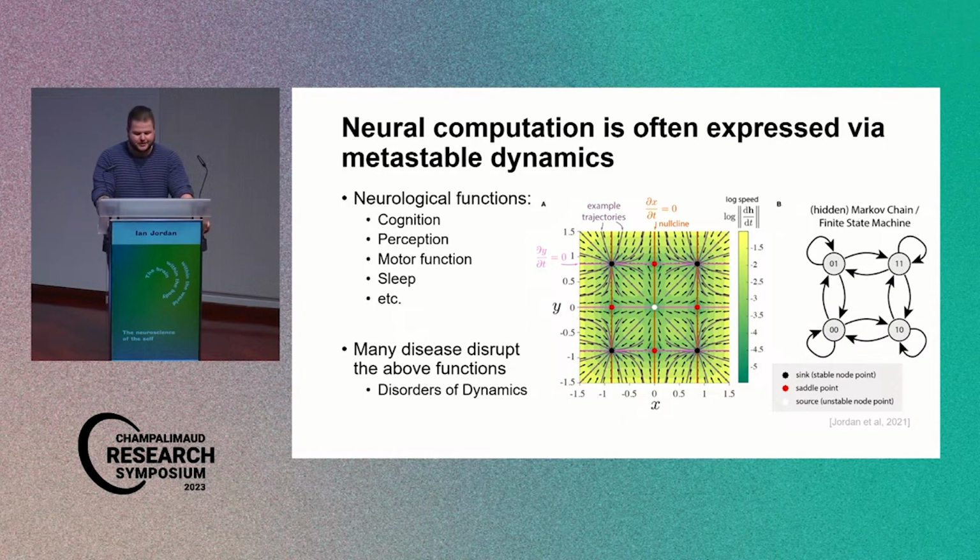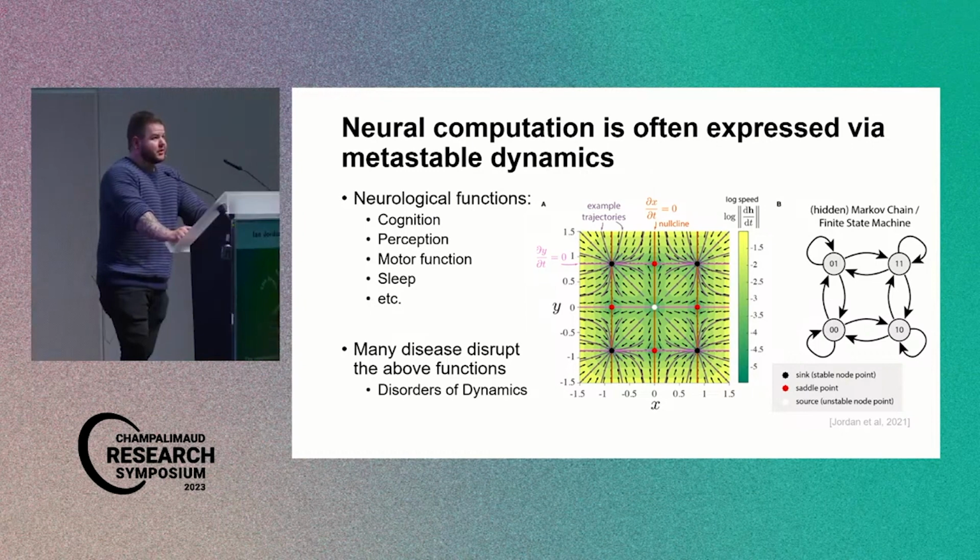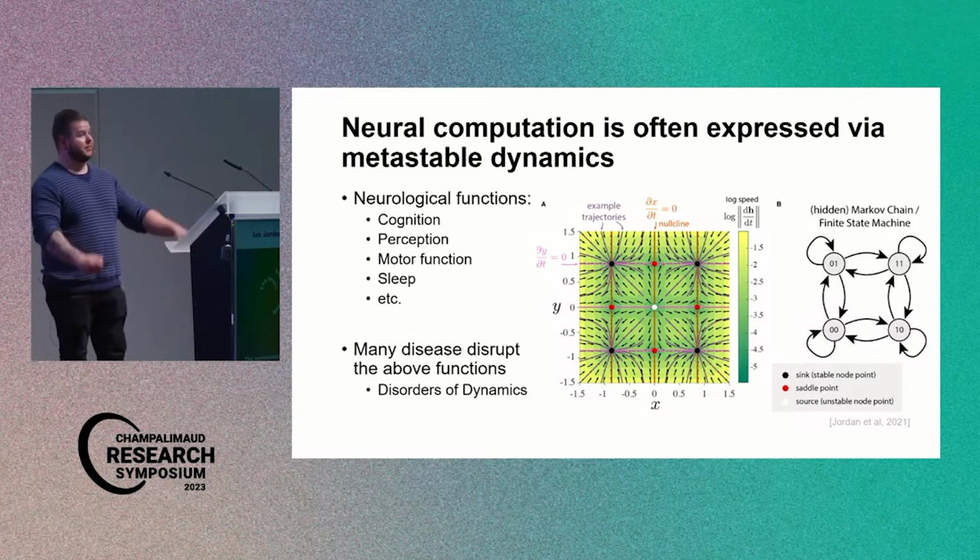What's important to understand here is that neural systems that regulate a specific function often express computation by what is called metastable switching between attractor states. So let's break that down. What is an attractor state, or attractor for short? An attractor state is a stable mode of operation for a system. So take, for example, a pendulum.